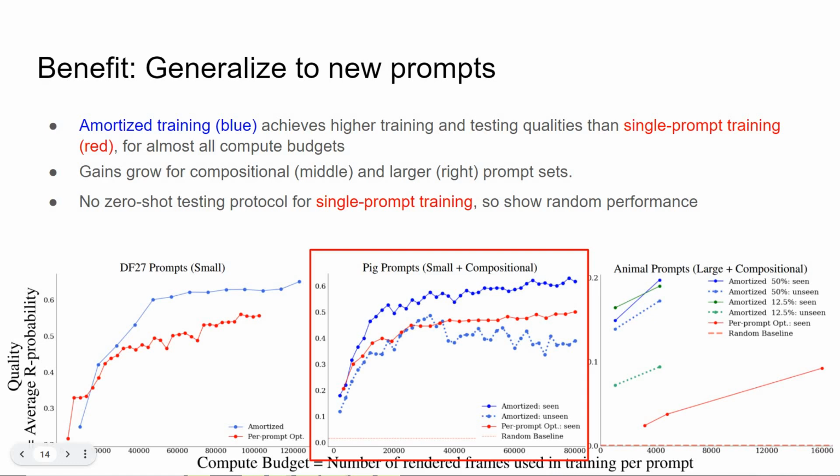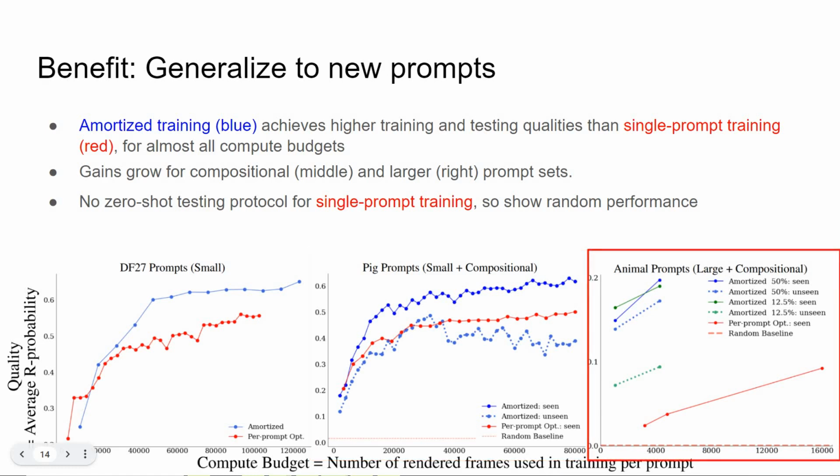The cheap testing performance is comparable to the expensive per prompt method, shown by the dashed blue line being near the solid red line. On the right, we show results on the larger set of 2,400 compositional animal prompts with varying prompt proportions for training. The generalization gap is small when training on 50% of the prompts, shown by the blue lines being close together. Further, the cheap testing performance is better than the expensive per prompt method, even when training on only 12.5% of the prompts, shown by the dashed green lines being higher than the red lines.